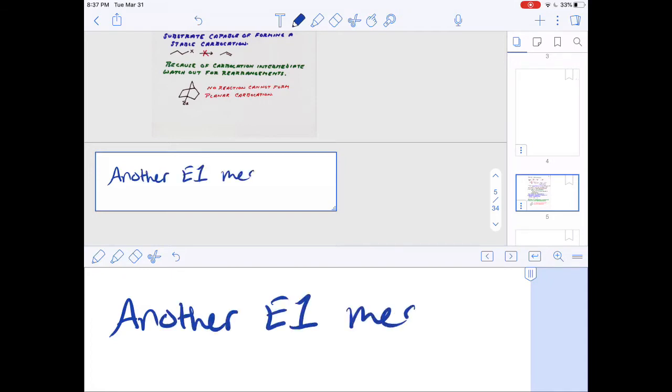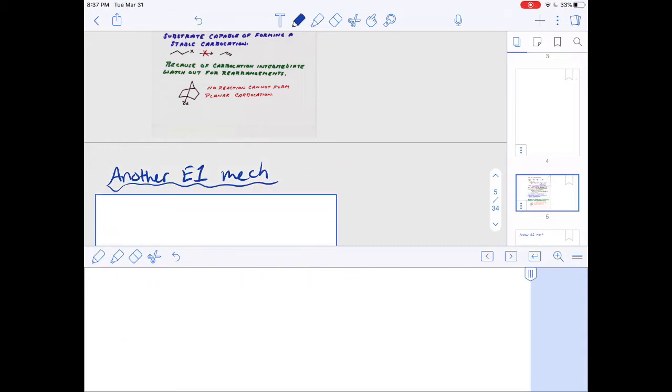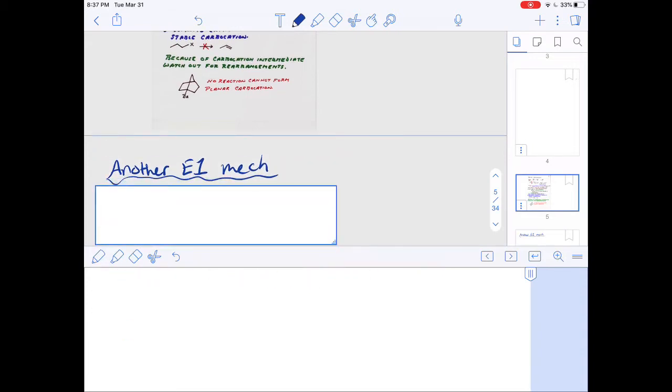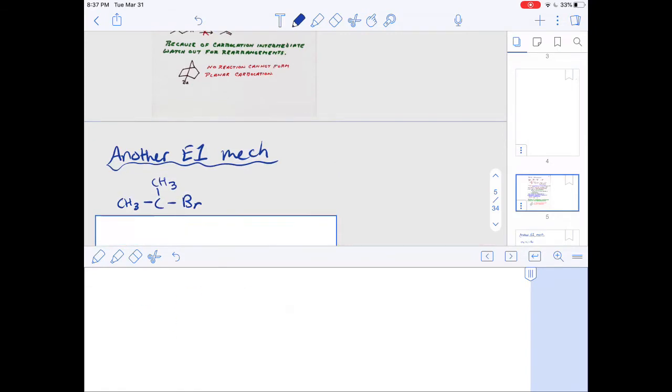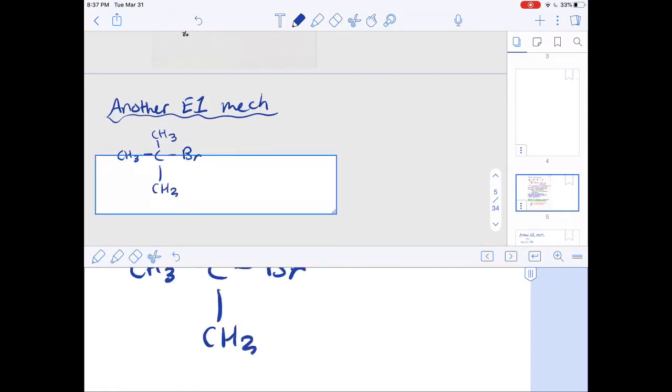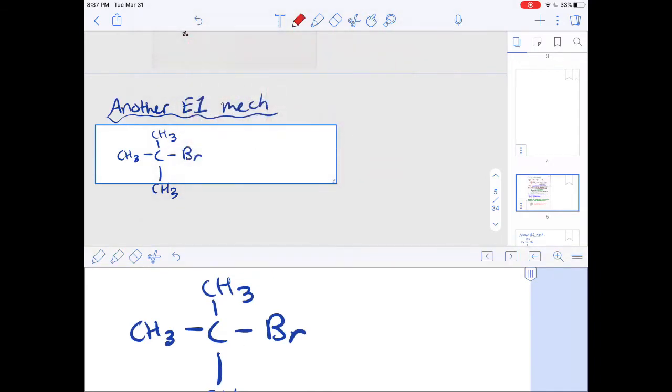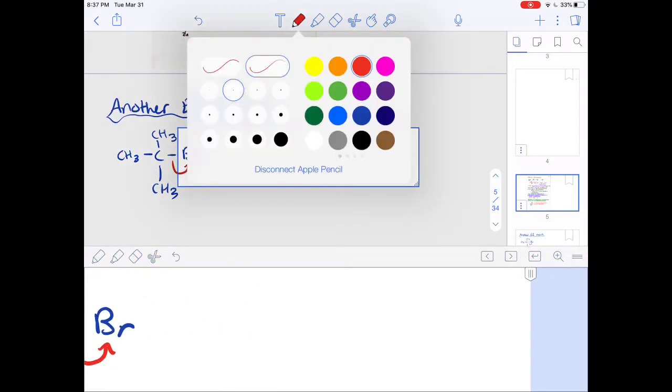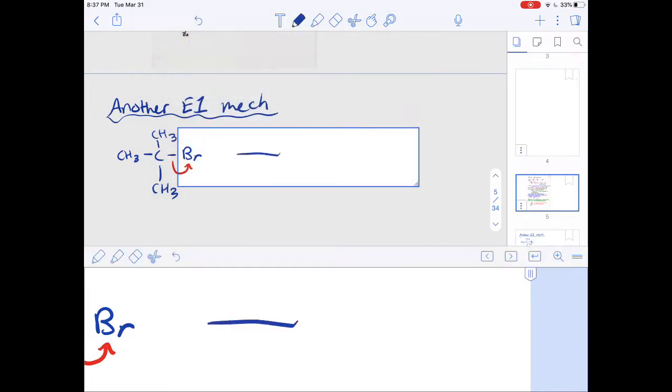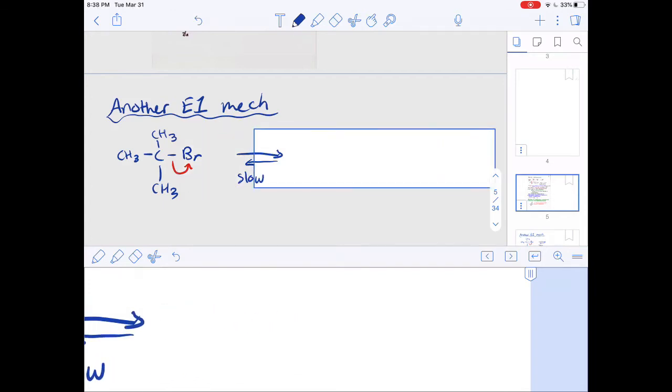So another E1 mech is important to practice and rewrite these out many, many times. Like I said, first step, you're going to have your leaving group pop off. I'm going to draw this one out in Lewis form so that it's easier to follow exactly what's going on. First step, your leaving group leaves. This is a reversible step, and this is your slow step. Like I said, the exact same thing as saying your rate determining step, which is RDS.